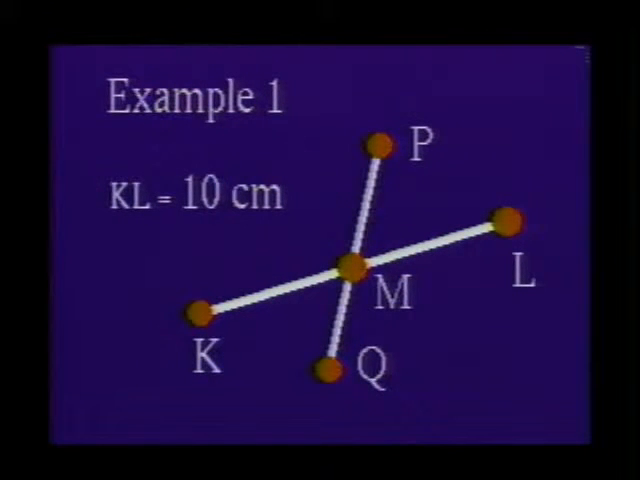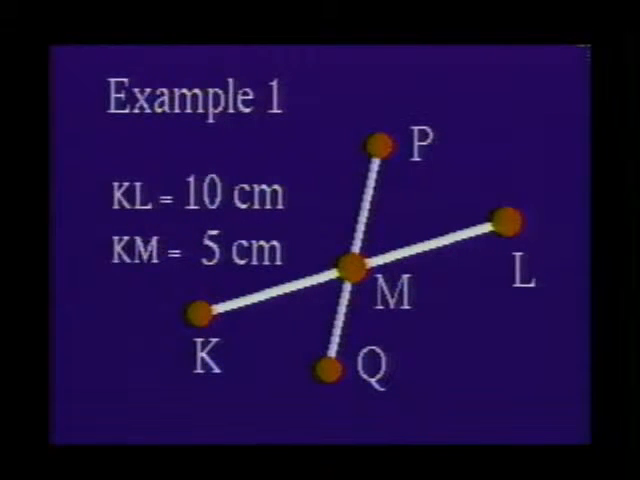Let us use the information we have learned to work through some examples. Example 1. If we are given that line segment PQ bisects line segment KL at point M, and we know that line segment KL is 10 centimeters long, what is the length of line segment KM? Since the total length from K to L is 10 centimeters, and M is the midpoint, then the distance from K to M must be 1/2 of 10, which is 5 centimeters.